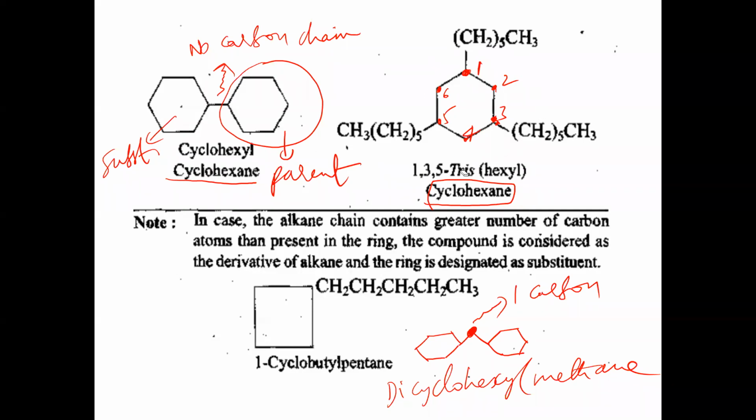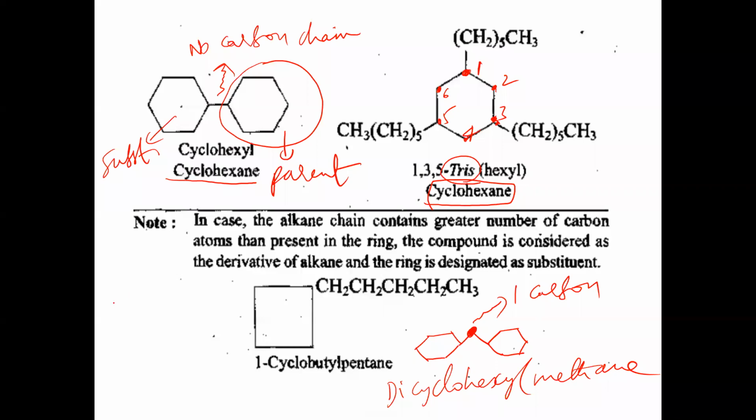When the same substituent groups are repeated 3 times in the ring, we have to use tris. Tris indicates 3 times. Where they are located: first carbon, third carbon, and fifth carbon. So we say 1,3,5. When we say bis, tris, tetrakis, we have to write the group name within brackets. So 1,3,5-tris(hexyl)cyclohexane.